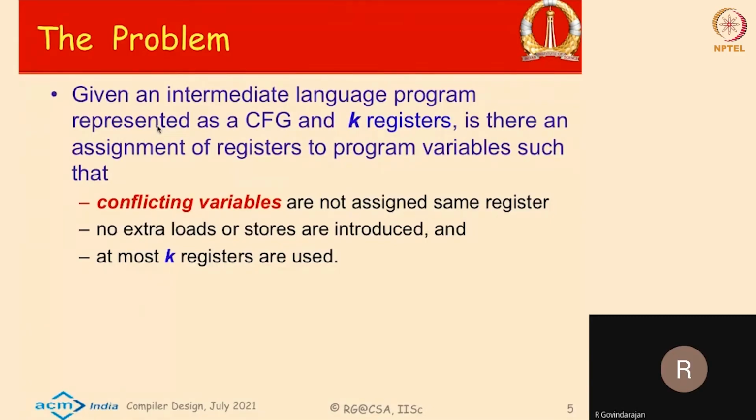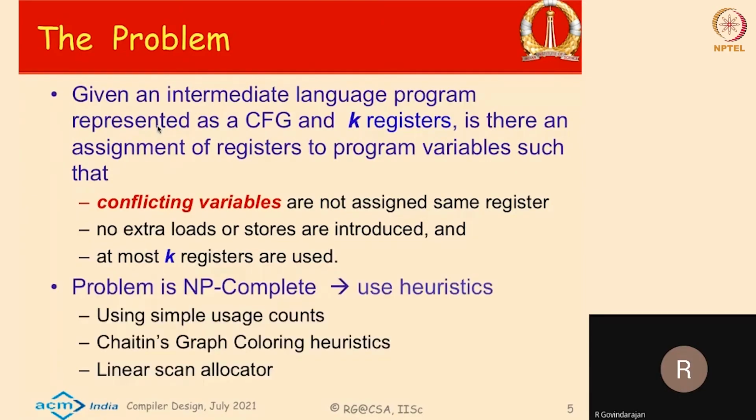So some of these variables are assigned to registers, while other variables are accessed from memory and then written back into memory. You can share the same register for two variables, provided they are not conflicting with each other. I will tell you what this conflicting is a little later on. So this is essentially the problem that we are going to talk about. As I mentioned, this is an NP-complete problem, so you have to use heuristics. The heuristic could be based on simple usage counts, or on the global graph coloring algorithm, which is Chaitin's algorithm, or on other kinds of approximations like the linear scan allocator and so on.